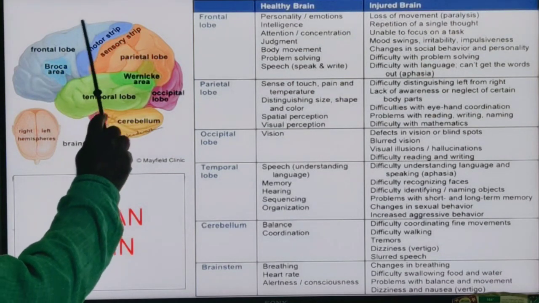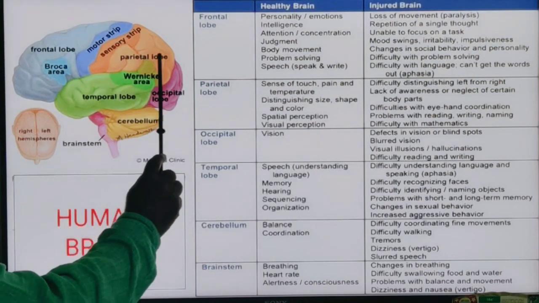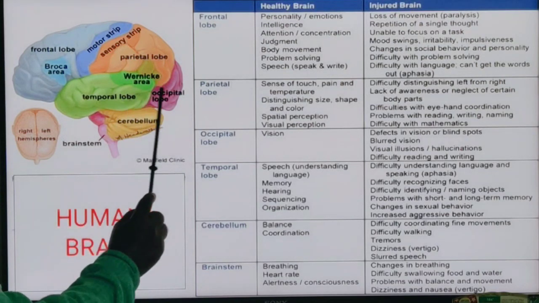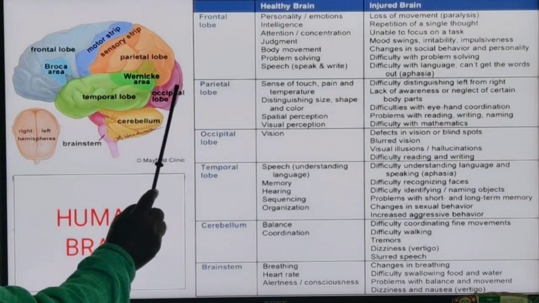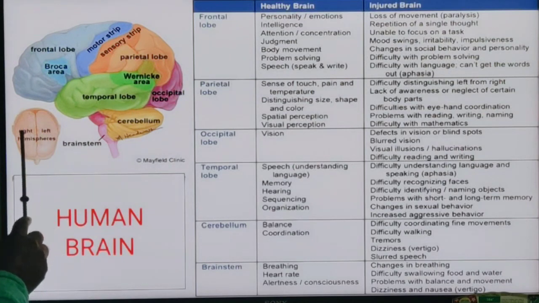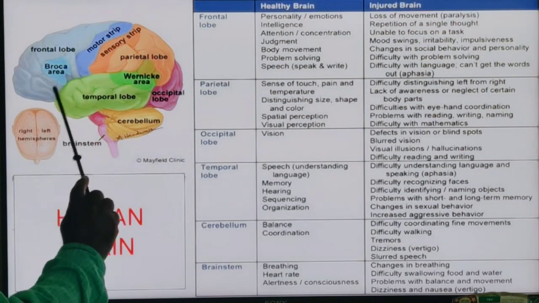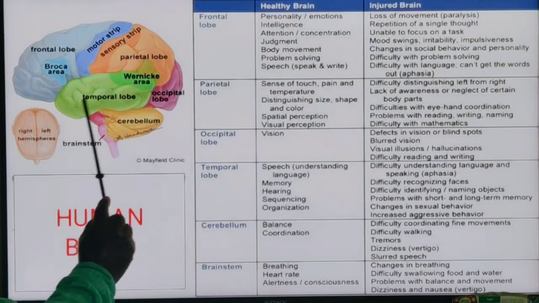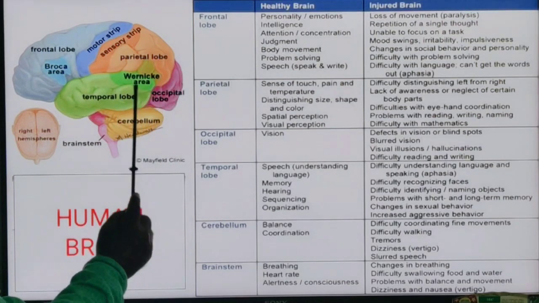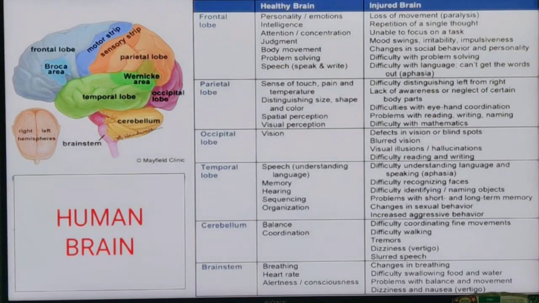So in this way, the lobes are frontal, parietal, temporal, and occipital. These lobes are present in each cerebral hemisphere. In the right cerebral hemisphere, the frontal lobe is present, the parietal lobe is present, the temporal lobe is present, and the occipital lobe is present in the cerebral region.